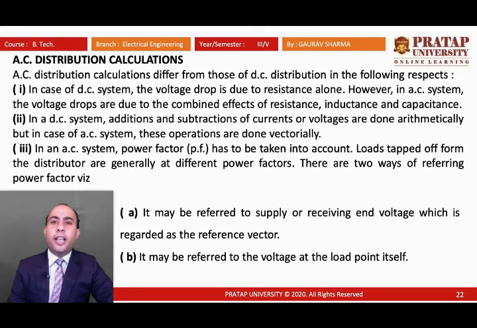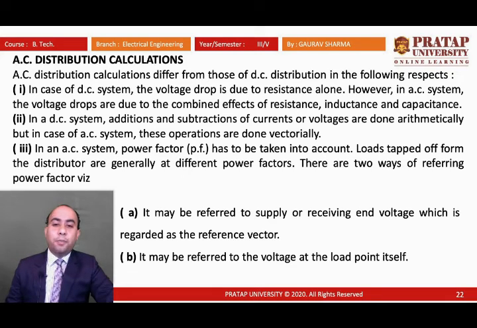The AC distribution calculation is different from the DC distribution calculation in the following aspects. In a DC system, the voltage drop is due to resistance alone. But in an AC system, the voltage drop is due to the combined effect of resistance, inductance and capacitance. In a DC system, addition and subtraction of current or voltage are done arithmetically, but in an AC system, these operations are done vectorially.